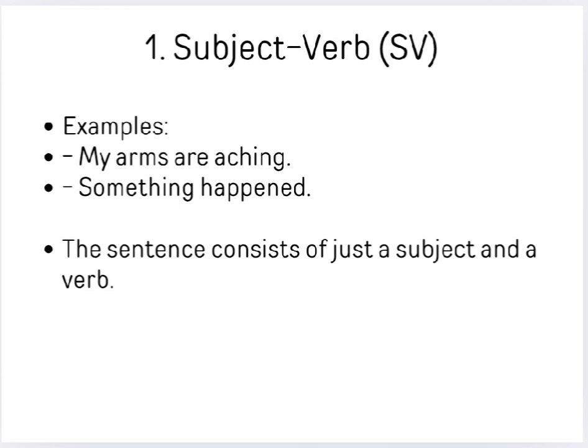Something happened. Something here is the subject, happened is the verb. Both these words make a single, simple, meaningful sentence. For these kinds of sentences, we need a subject, that is the doer, and a verb, which describes the action being done. With the help of subject and verb, we can make a meaningful sentence.